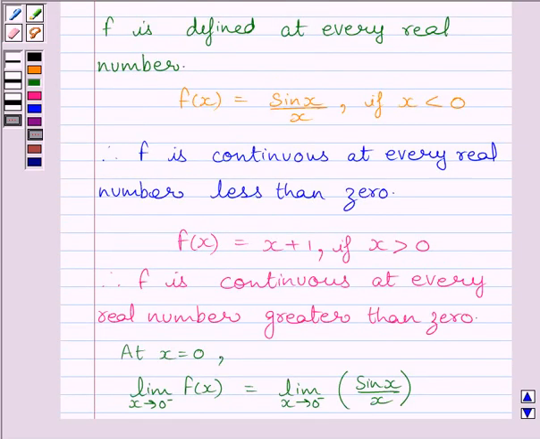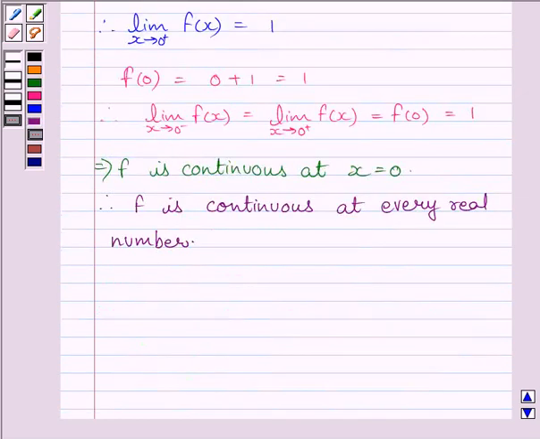Now we know function f is continuous at all x greater than 0, all x less than 0, and x equal to 0. This implies function f is continuous at every real number, so there is no point of discontinuity.